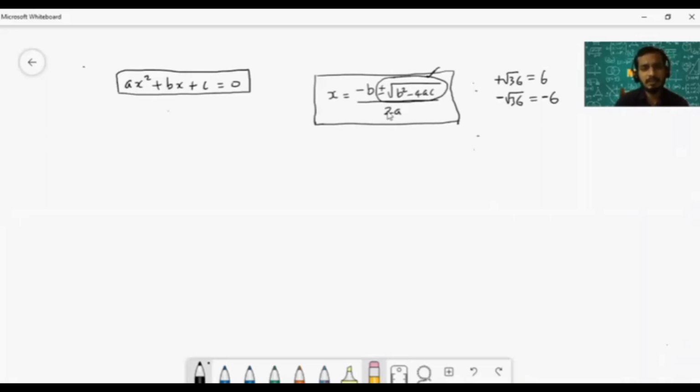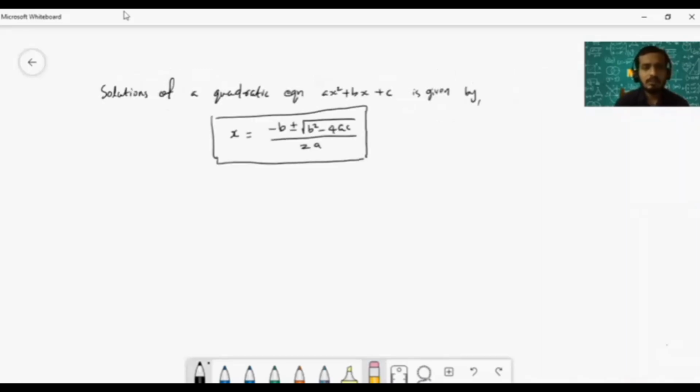Before that, we can just practice some questions by using this formula. The solution of a quadratic equation ax square plus bx plus c is given by x is equal to minus b plus or minus square root of b square minus 4ac by 2a. Find the solution. Sometimes the question will be find the roots. Find the solution of x square plus 3x plus 2 is equal to 0. Here you use this method to find the solution.